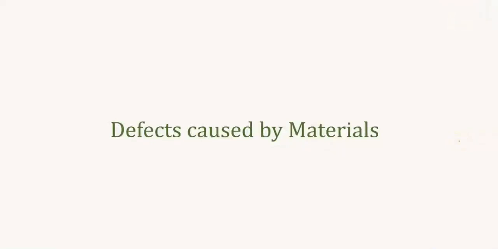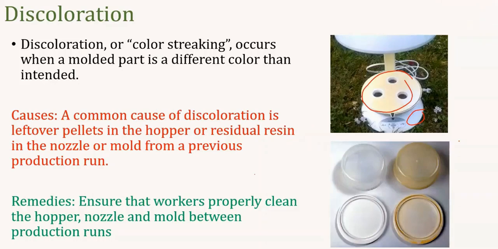Now we are going to see the defects caused by the material. The first defect is discoloration. Discoloration is when a molded part is a different color than intended. That means the part should be white, but some yellow color patches have appeared after removing it from the mold. So this is called discoloration.